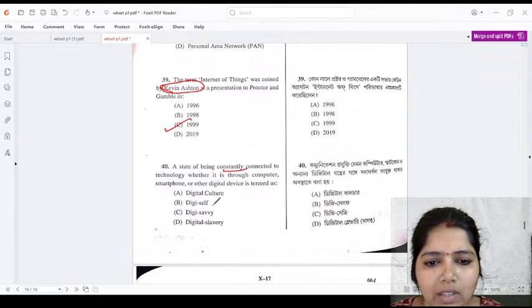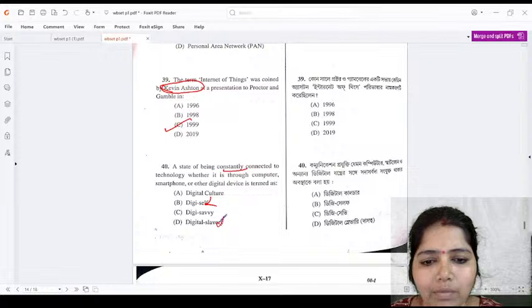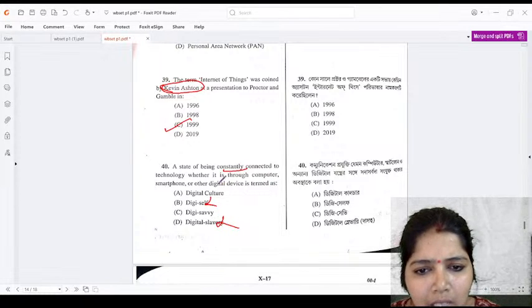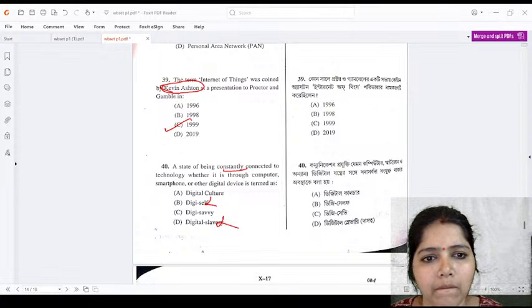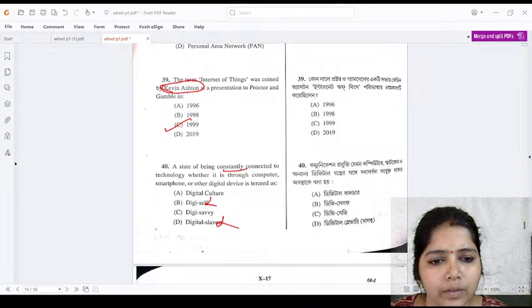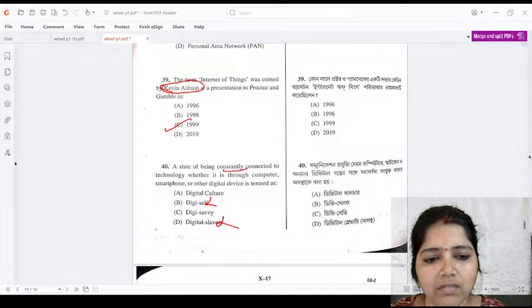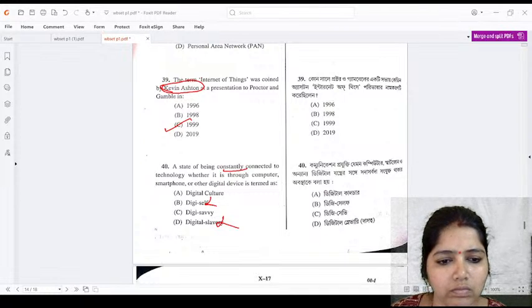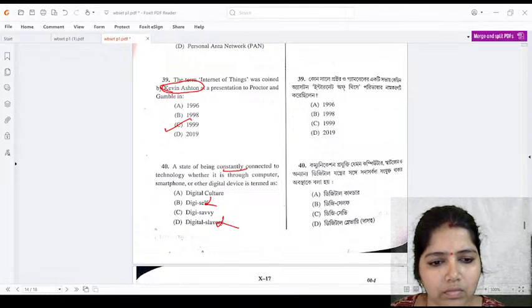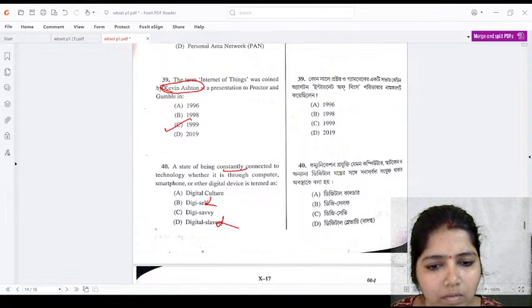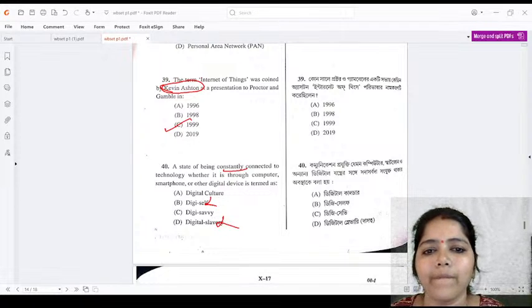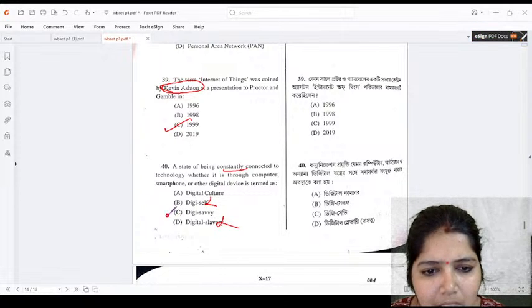So this not digi self will not come. Digi slavery will not come. So I think it's digi savvy. I think so. Yes. It tends to be maximum, it should be digi savvy.